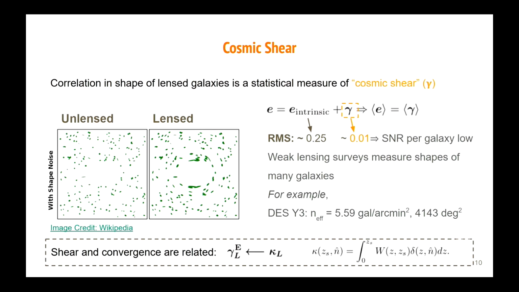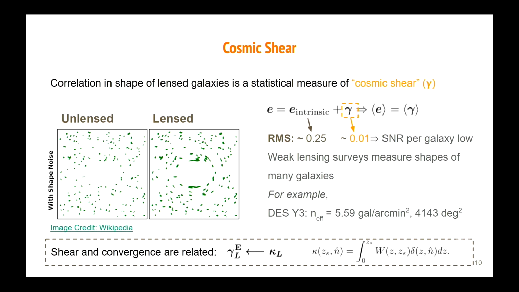In our analysis, we use the cosmic shear to do the cross correlation, to play the role of the cosmic infrared background, for example. Lensing of galaxies leads to correlated distortion in the shape of galaxies, as shown here by this cartoon. One can model the observed shape of a galaxy as a summation of the intrinsic shape and the contribution from the cosmic shear. For each individual galaxy, the contribution from cosmic shear is quite small. If one averages over one arcminute scale, then the RMS in the intrinsic shape is of the order of 25%, whereas the shear is only 1%, which means that per galaxy we have low SNR.